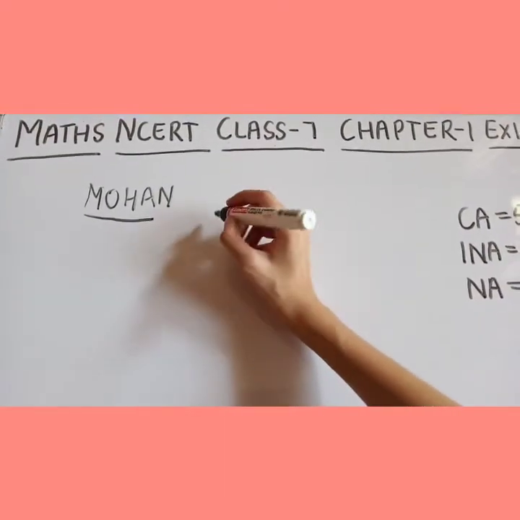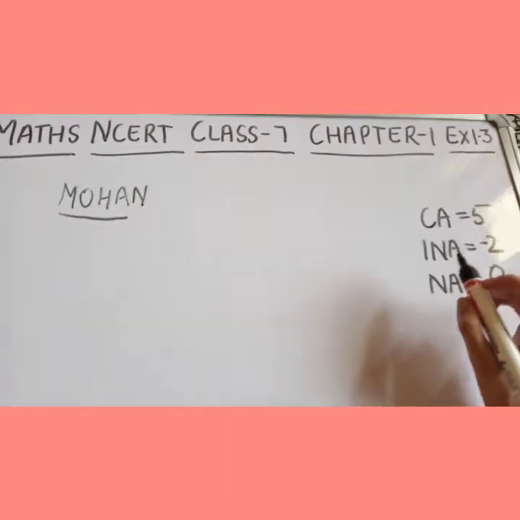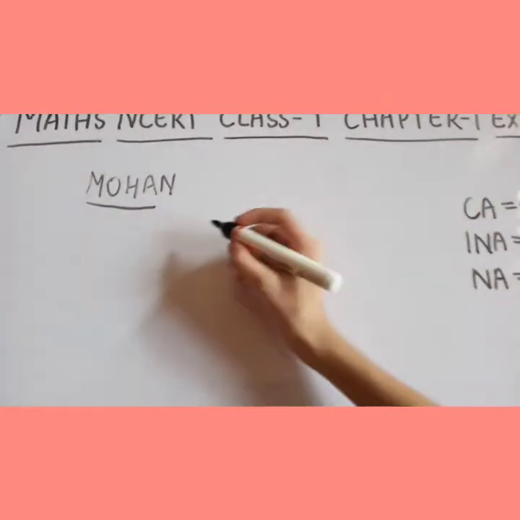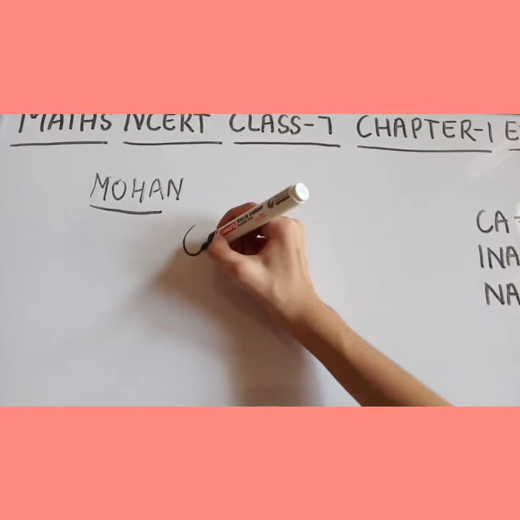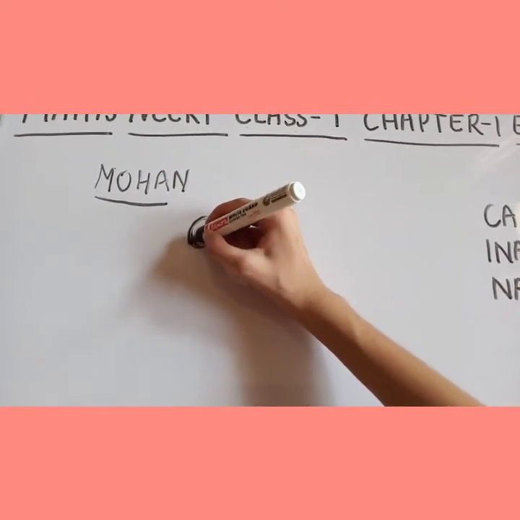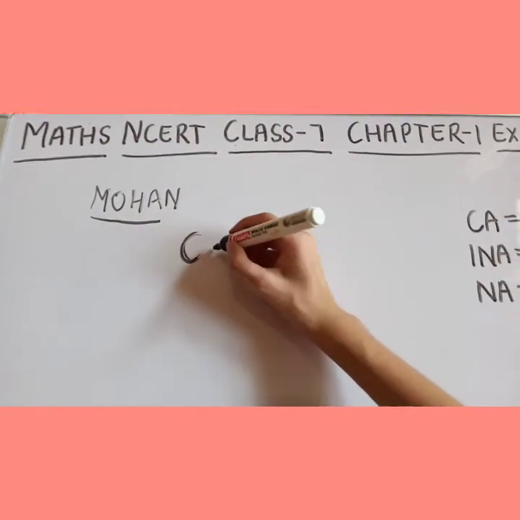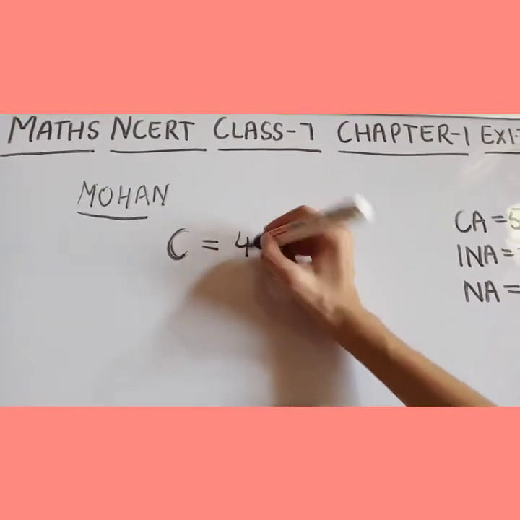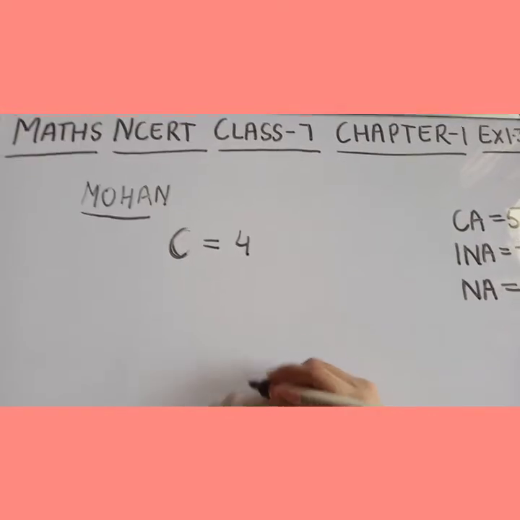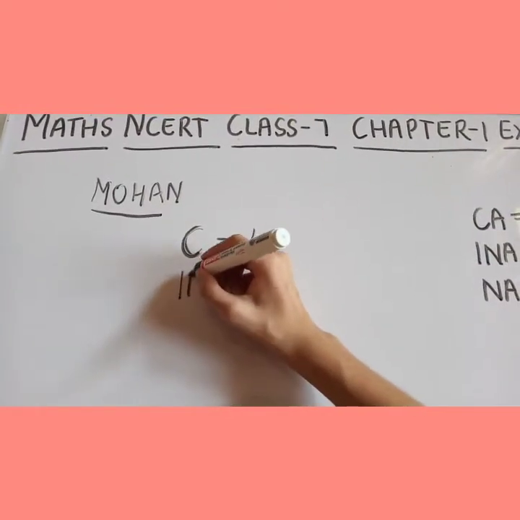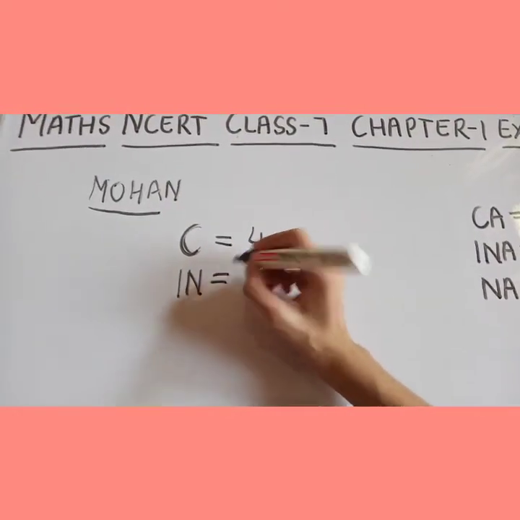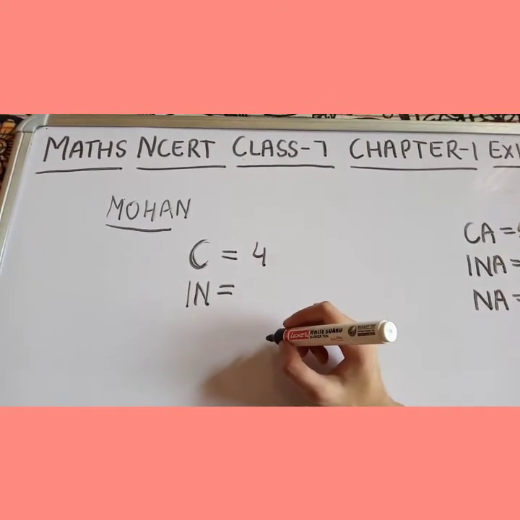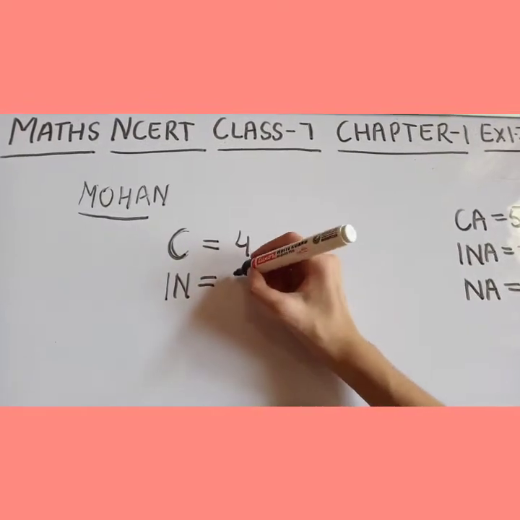Mohan. Now, he got how many questions correct? He got 4 questions correct. We will write C for correct. Okay. Now, for correct, he gets 4 answers correct. And how many incorrect? Incorrect, he gets 6 answers incorrect.